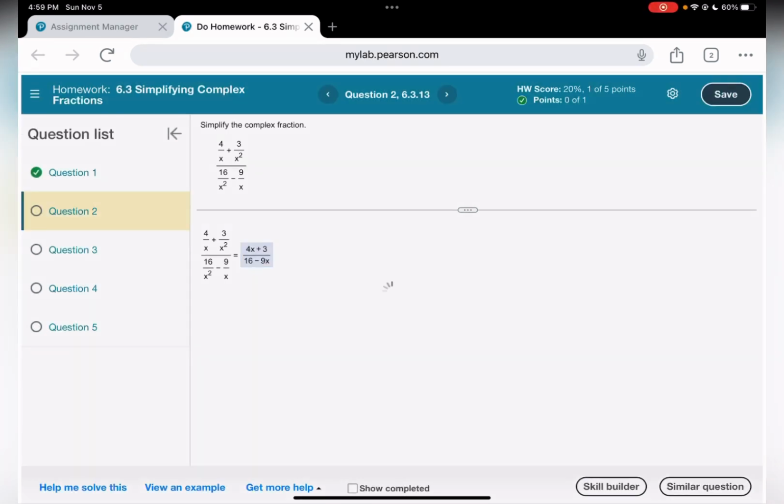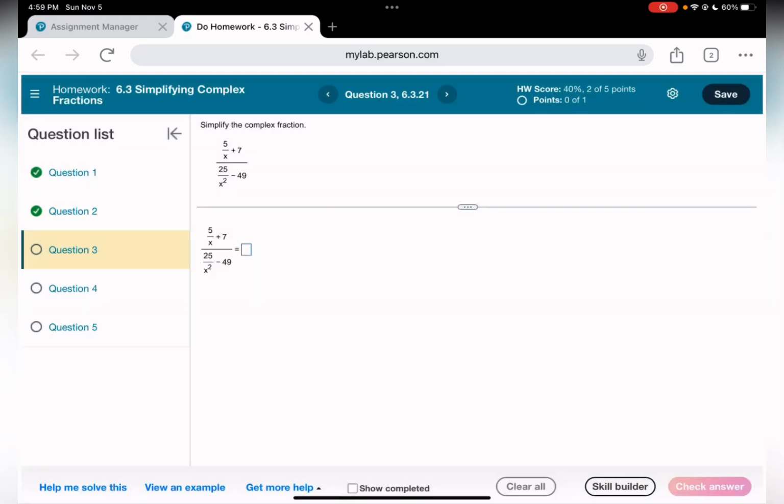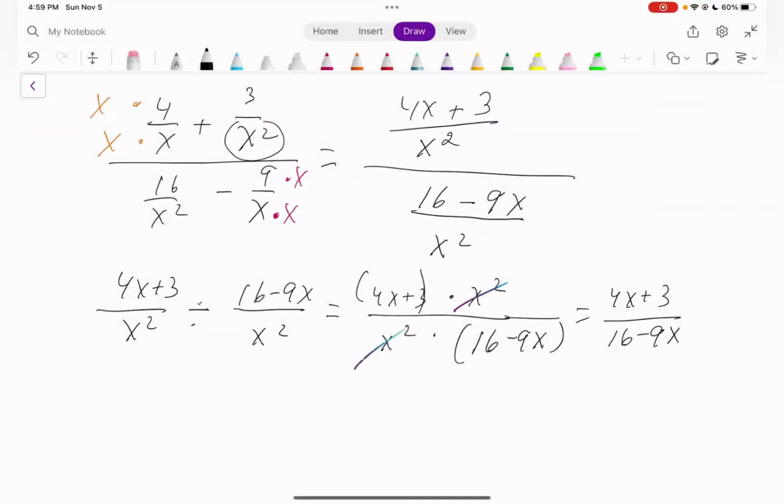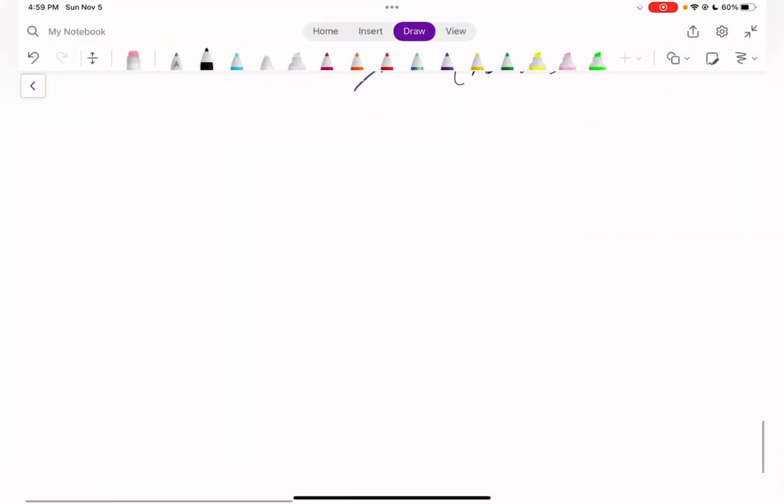Moving to the next question, number 3. So what do we have here? Let me take a picture of it. Okay. 5 over x plus 7, 25 over x squared minus 49. All right, let's work on it.